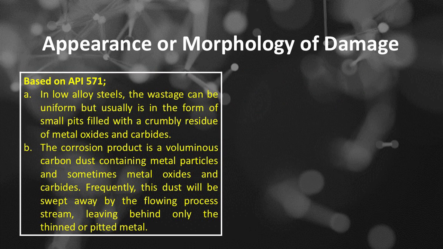Appearance or morphology of metal dusting damage based on API 571. Number A. In low alloy steels, the wastage can be uniform but usually is in the form of small pits filled with a crumbly residue of metal oxides and carbides. Number B. The corrosion product is a voluminous carbon dust containing metal particles and sometimes metal oxides and carbides. Frequently, this dust will be swept away by the flowing process stream, leaving behind only the thinned or pitted metal.